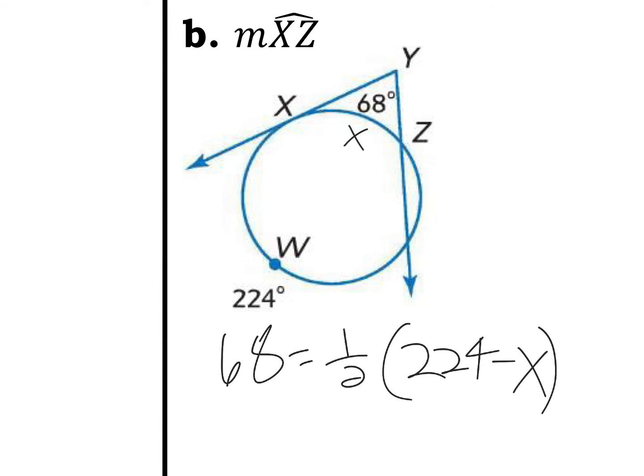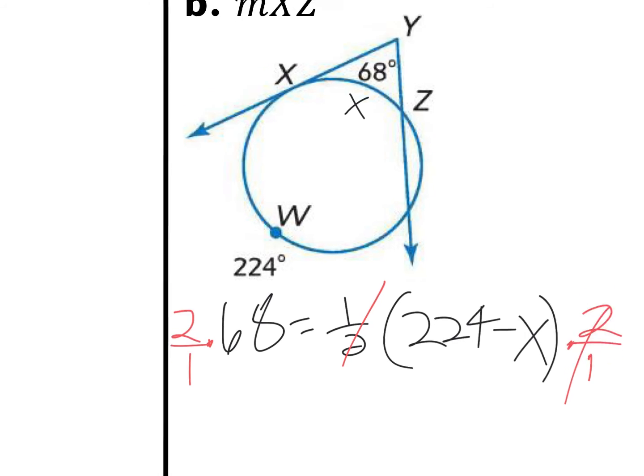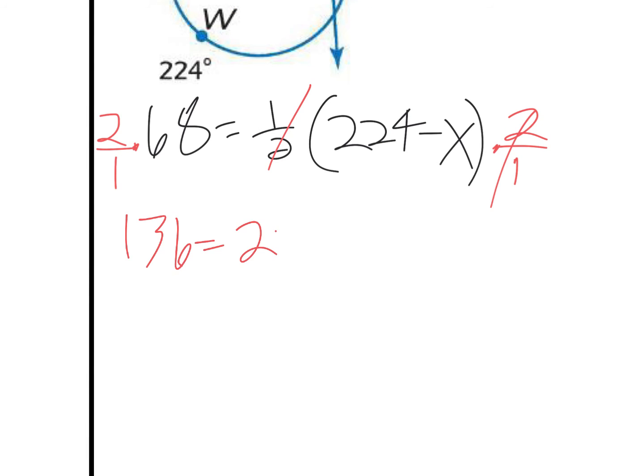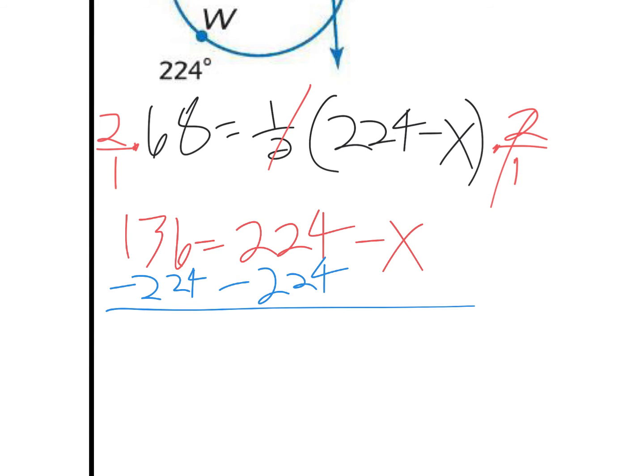So, like the other problem, I have 1/2. I could choose to distribute it to the 224 minus the X, or I could just multiply both sides by 2/1, or just 2. The reason why I say or just 2 is because 2/1 is 2. And so 2 times 68 is going to give me 136. And then I'm just left with the 224 minus the X. And so I'm going to subtract the 224 to the other side. And then 136 minus 224 is going to give me negative 88.